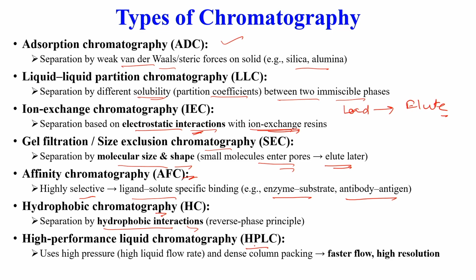And HPLC is quite commonly used at both lab scale as well as at the large scale. It uses high pressure, which includes a high liquid flow rate, and it also consists of dense column packing. Because of the high pressure, it gives fast and high-resolution separation. So, this is quite commonly applied for separation.